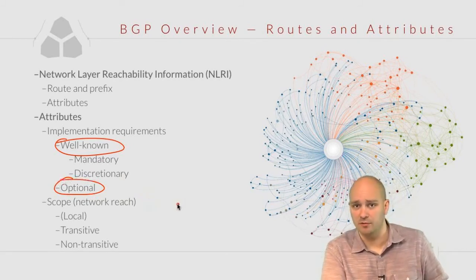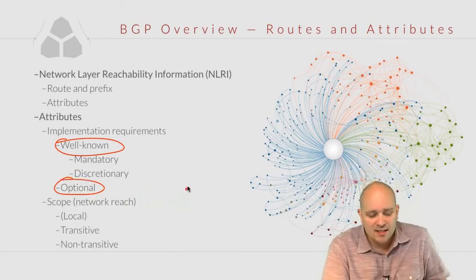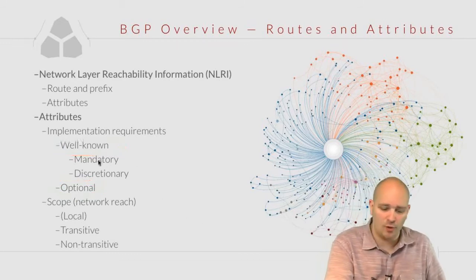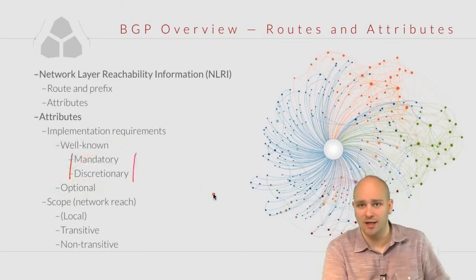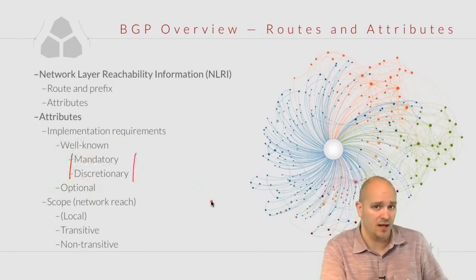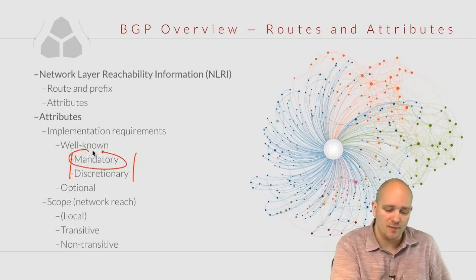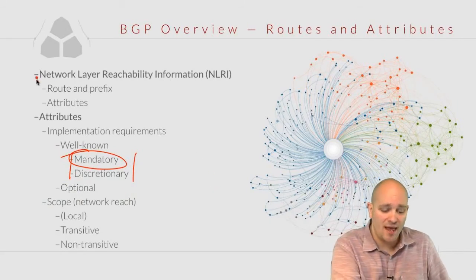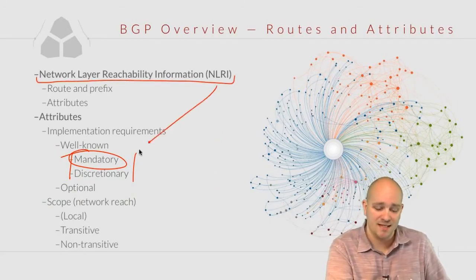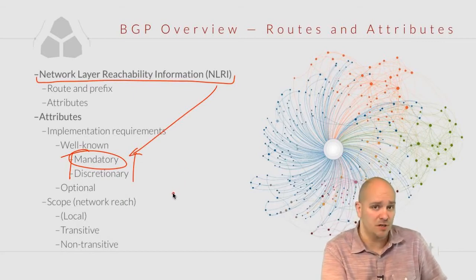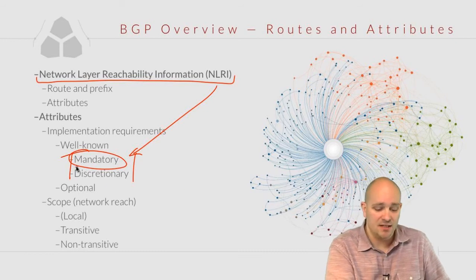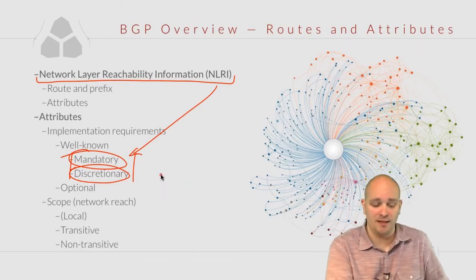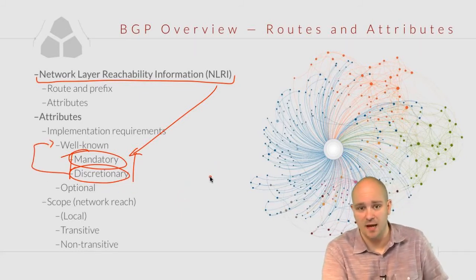The BGP implementation, the vendor implementation of the BGP code on devices, does not necessarily need to understand or do anything about those optional attributes. Well-known attributes are further divided into two categories: the mandatory and the discretionary. The mandatory attributes must be present on every single update. So every network layer reachability information must carry those well-known mandatory BGP attributes. The discretionary ones may or may not exist on a particular update, but every implementation needs to know what to do with them if they appear.